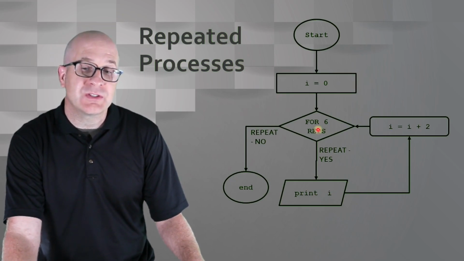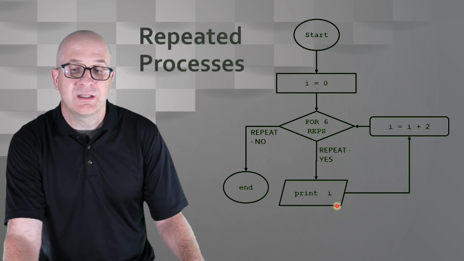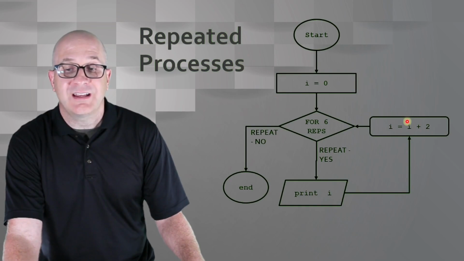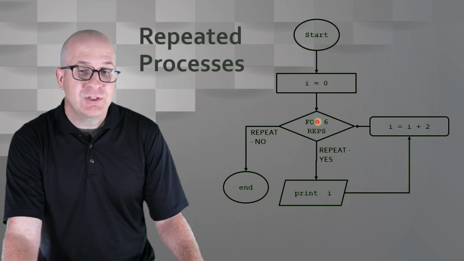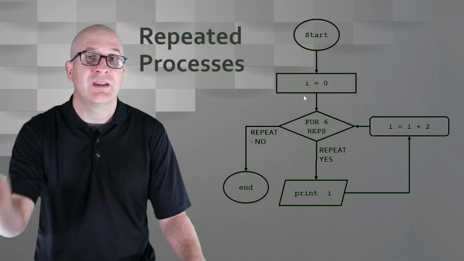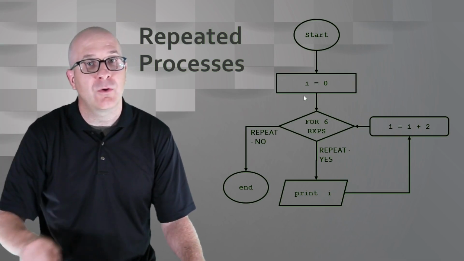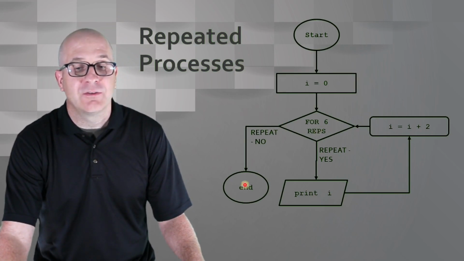last repetition, which is number 6. So we're going to go down here, print the value 10 to screen, go across here, take 10 plus 2 is 12, assign that to be the value of I, and go into this diamond shape here. Once we're done with the diamond shape, we're going to recognize we have done 6 repetitions of the for loop. And we're going to say, let's now exit from here.